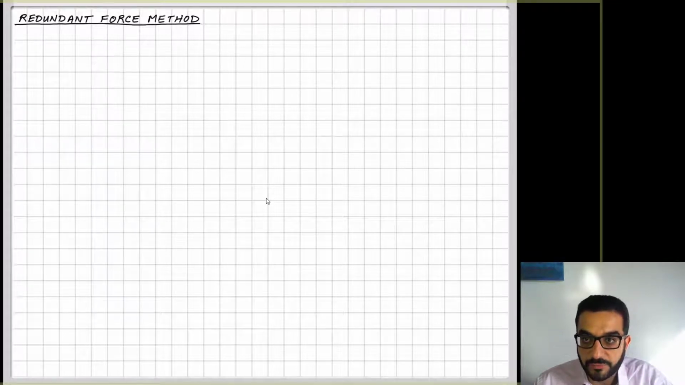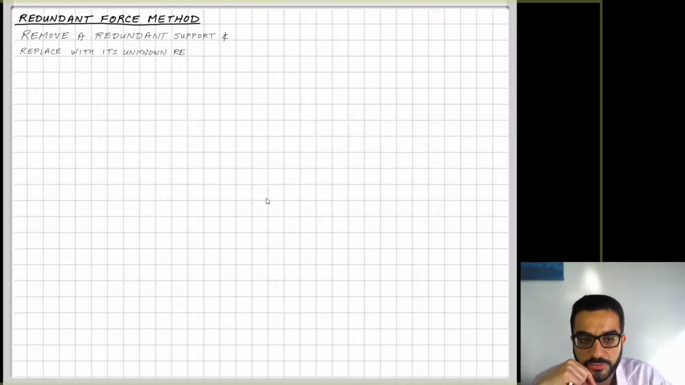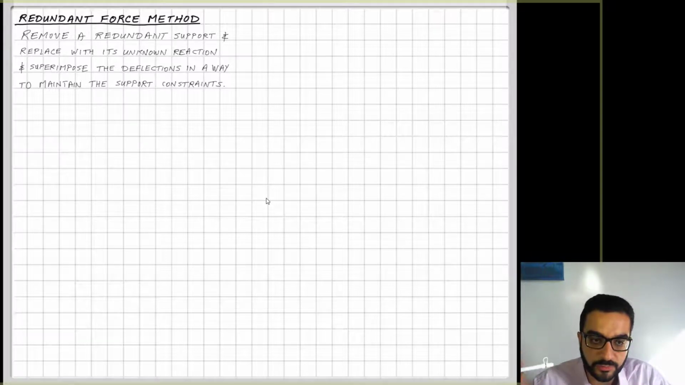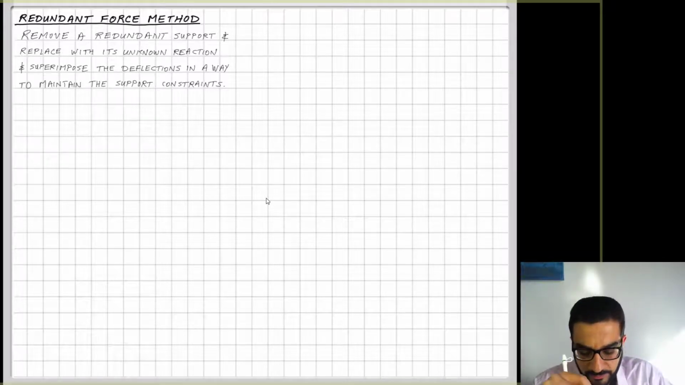This is a description in writing of how it works. You would remove a redundant support and replace it with its unknown support reactions in a separate version of that member. The idea now is we have two or multiple versions of the member. You superimpose the deflections from each case or each version of that member in a way to maintain the original support constraints. I know it's not clear yet, so we'll clarify it with an example.